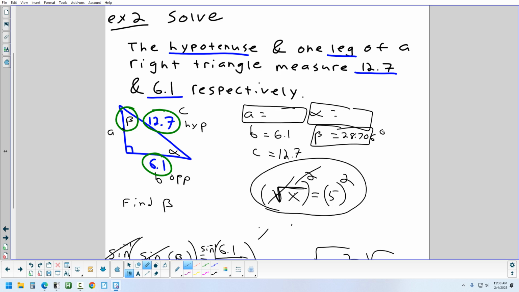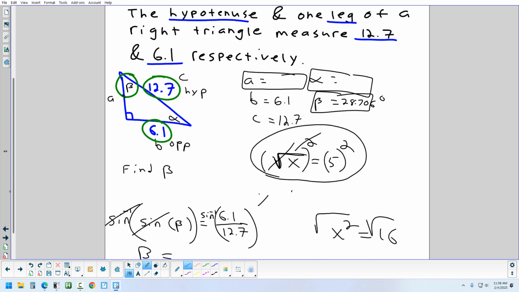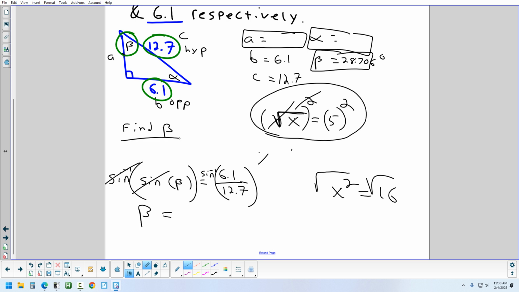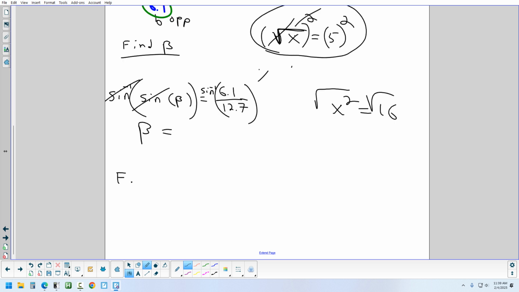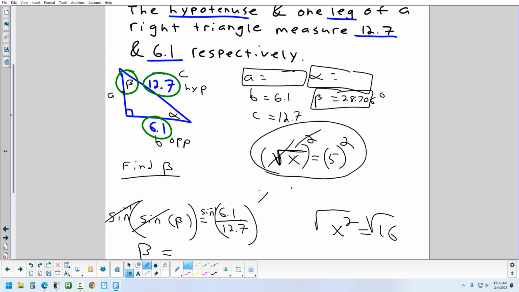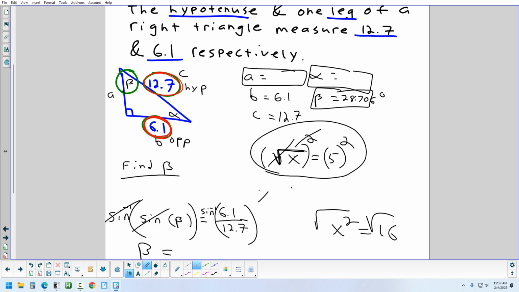All right. And now let's find alpha the same way. I know we haven't done the hypotenuse yet. That's easy. You've done that before, but this might be new. Okay, so now let me circle what we're going to use. 12.7, 6.1, and the alpha. So focus on everything that's in red.